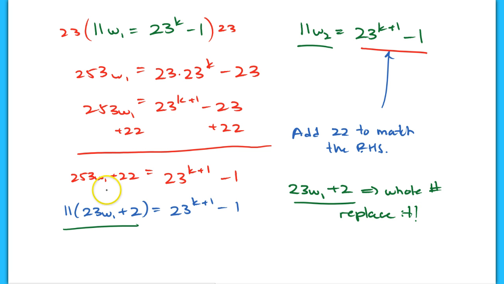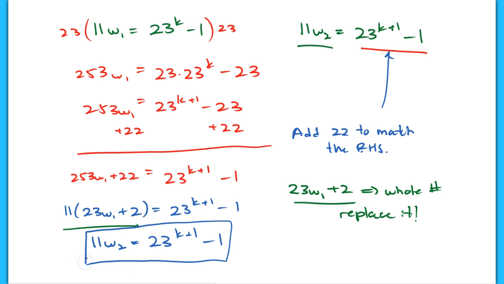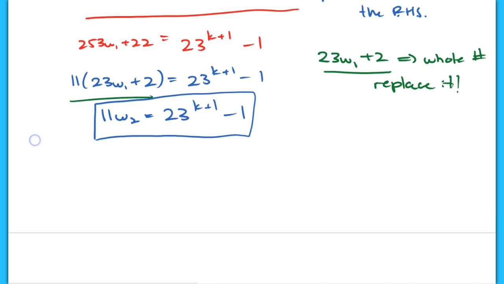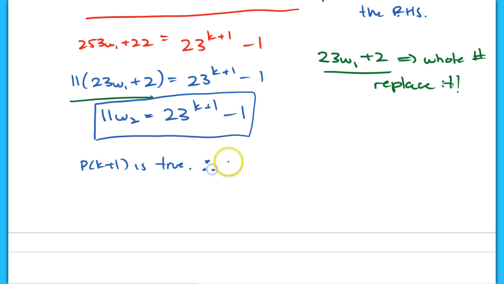So it's a new whole number, let's call it W2. So we have 11 times some new whole number is equal to 2 to the 3k plus 1 minus 1. Now if you notice, this is exactly what our statement P of k plus 1 says. So therefore, P of k plus 1 is true, and therefore, P of n is true for all n.